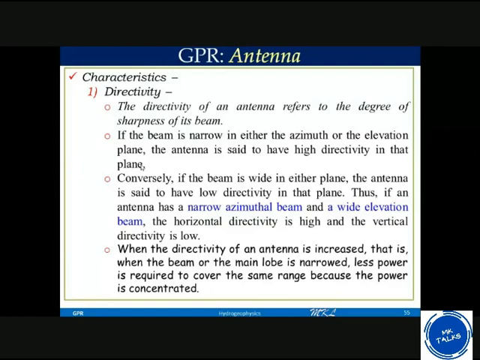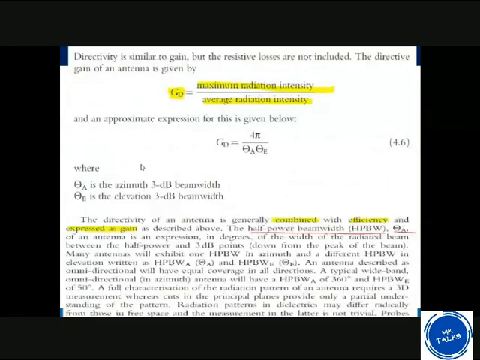Conversely, if the beam is wide in either plane, the antenna is said to have low directivity in that plane. Thus, if an antenna has a narrow azimuthal beam and a wide elevation beam, the horizontal directivity is high and the vertical directivity is low. So these are the parameters we will be looking at. Directivity means maximum radiation intensity divided by average radiation intensity. This is the directive gain. We'll be reading it from the book.